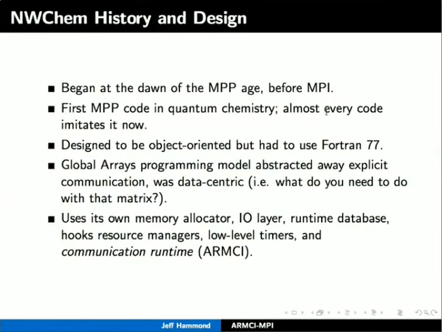And then, of course, there are fundamental one-sided primitives, but they act on the global data and the global indices, so the programmer doesn't have to think about where data is. Global arrays manages that for them because it's one-sided. You don't have to satisfy the sort of matching criteria of send and receive. And it has a whole bunch of custom runtime layers because of its history and needing to be extremely portable, running on crazy machines that nowadays are only in museums. So it has its own memory allocator, an IO layer, and of course, for this talk, its own communication runtime known as ARMCI.